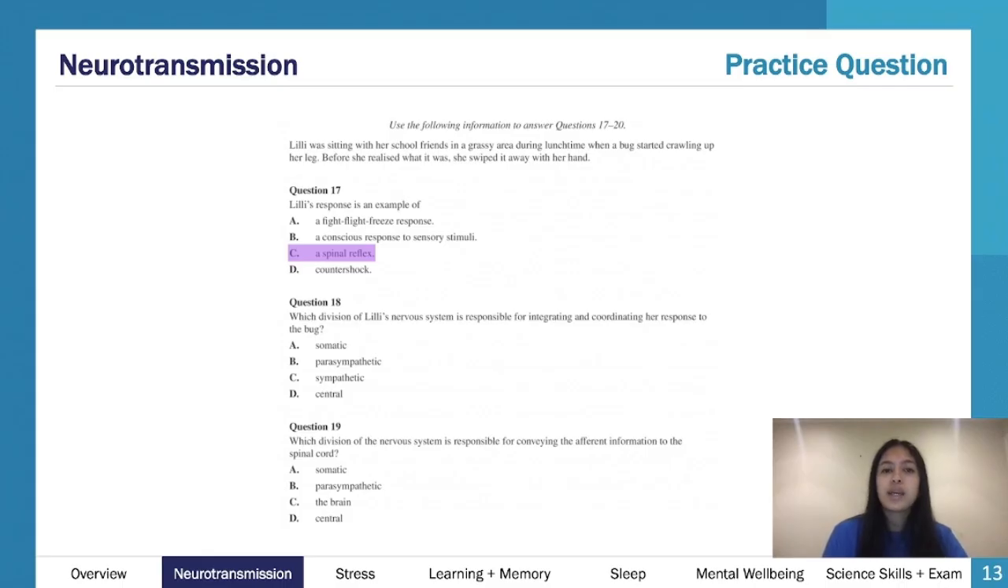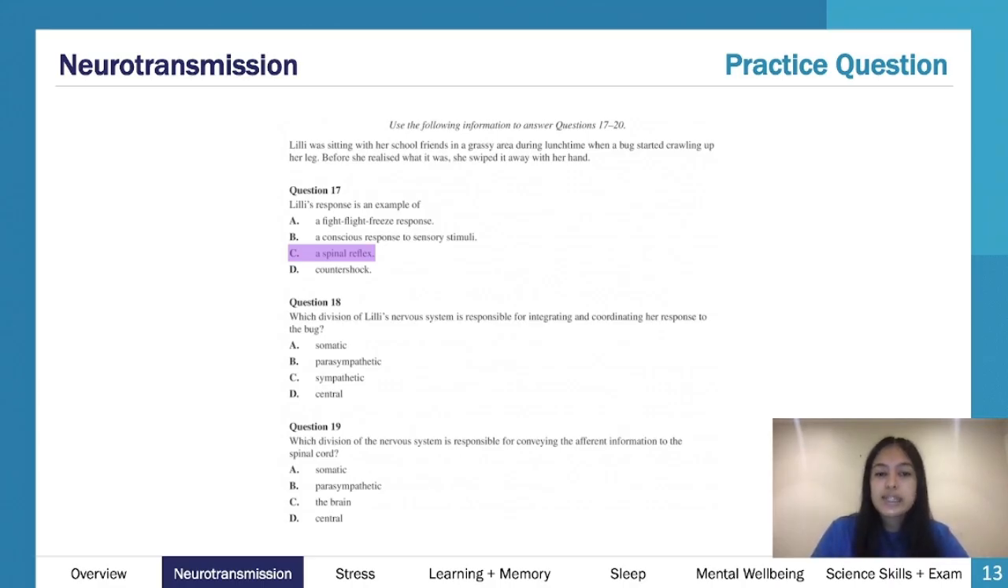So that's what we can see here, "before she realized what it was." As it goes through the spinal cord, and as it's going back, simultaneously we're getting this impulse, this message up to the brain, and then the brain will register, oh, okay, that's what I've just done. But initially the brain isn't involved, and that's why it's a reflex. It happens very quickly, and it basically saves time.